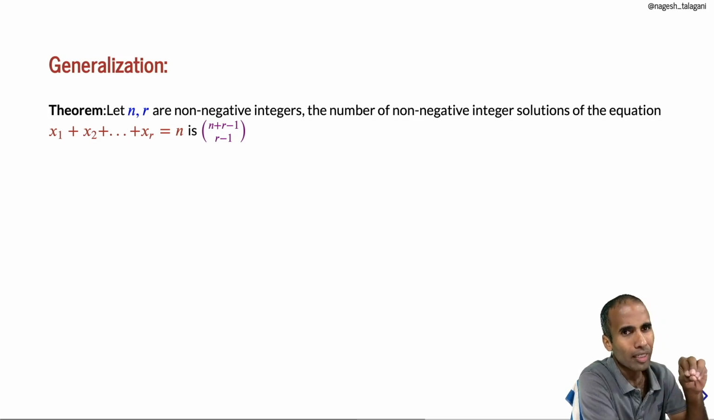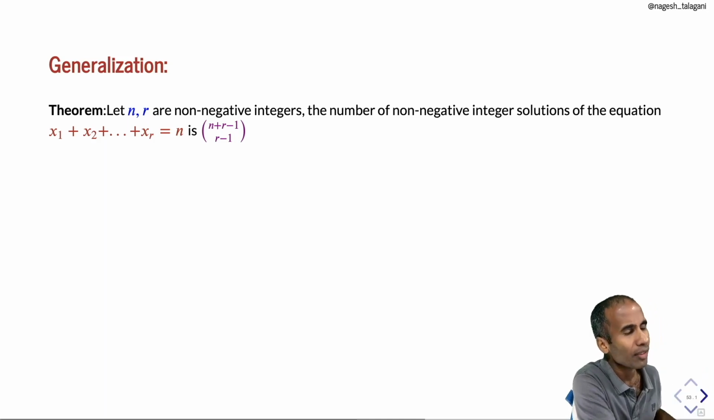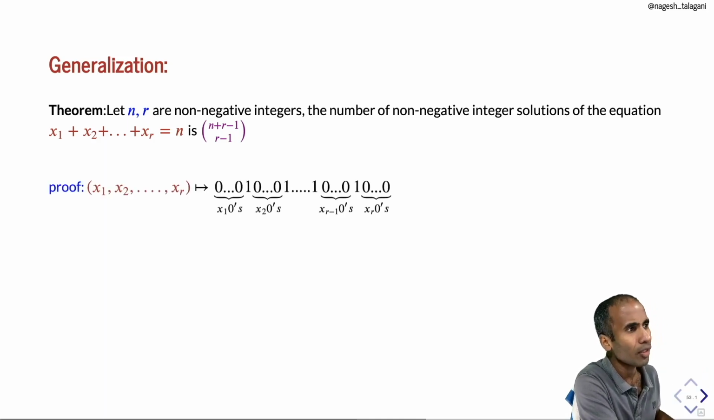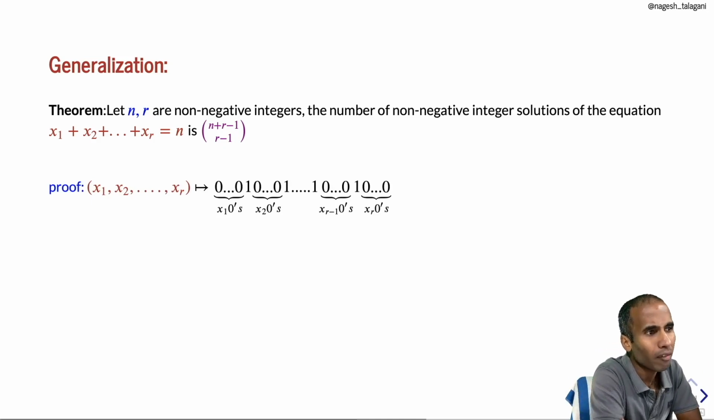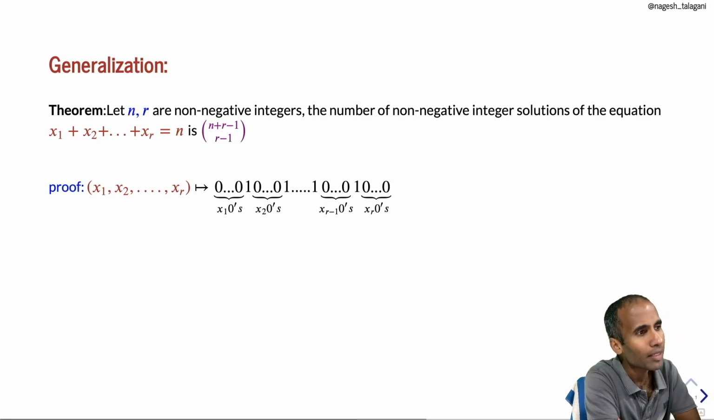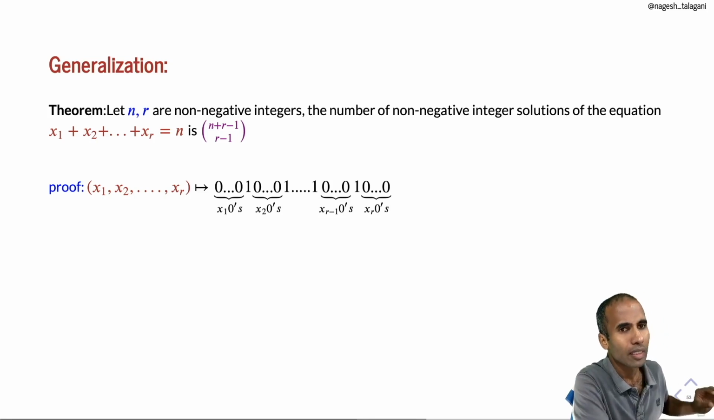Because each combination can be recognized as a non-negative integer solution of this equation, and each solution can be mapped to a binary string of length n plus r minus 1 with exactly r minus 1 ones. Here is the mapping, from x1, x2, so on xr to a binary string of length n plus r minus 1 with exactly r minus 1 ones. So we have a bijection between non-negative integer solutions of x1 plus x2 plus so on xr equal to n and binary strings of length n plus r minus 1 with exactly r minus 1 ones.